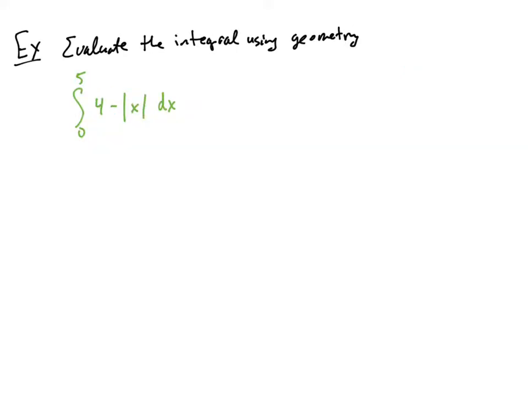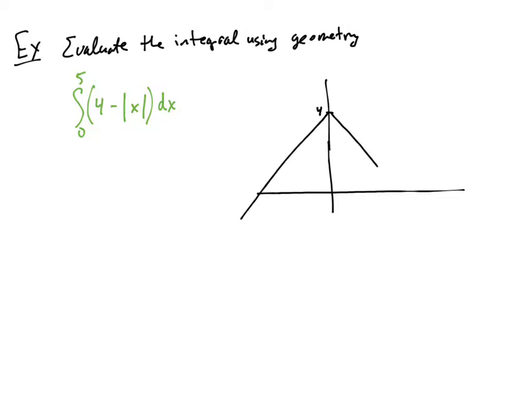All right, we have another one. Similar idea. Let's use geometry to evaluate this integral. I'm going to put this all in parentheses. So looking at the graph of this, we have the absolute value function, but there's a vertical reflection, and then we're shifting up 4 units. So that's what our graph looks like. This is our function, f of x.